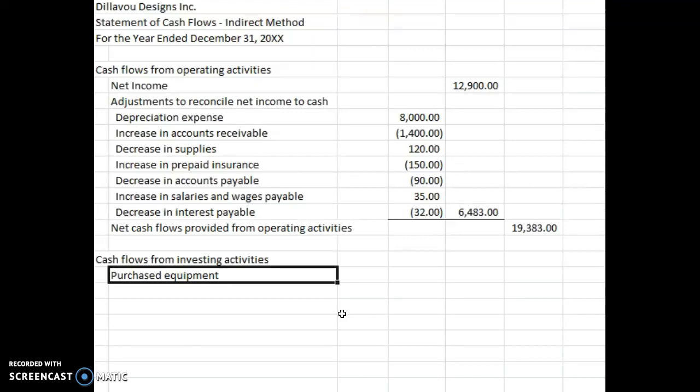Remember, the operating section is usually the most confusing one. For the investing and the financing, we really want to go through and look at what activities go there, where did cash come in, where did cash go out. So this is long-term assets or long-lived assets and investments.